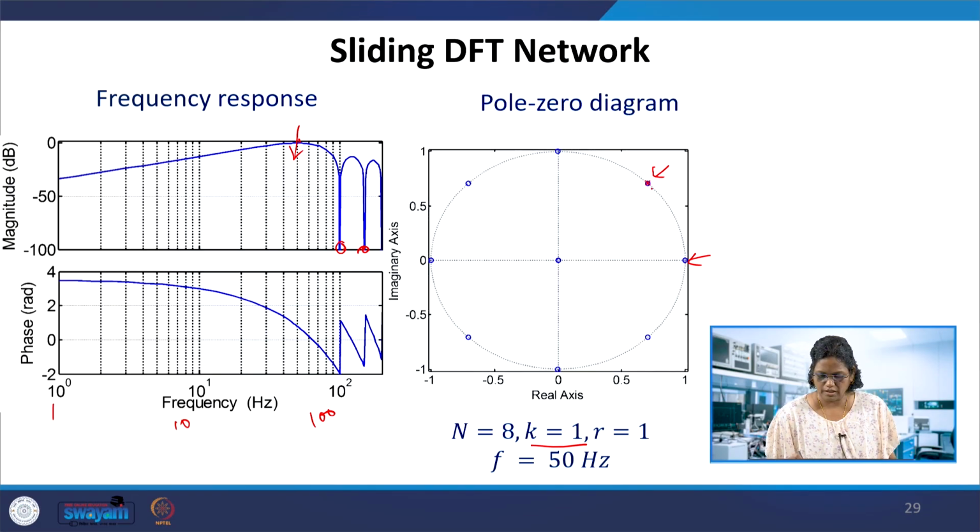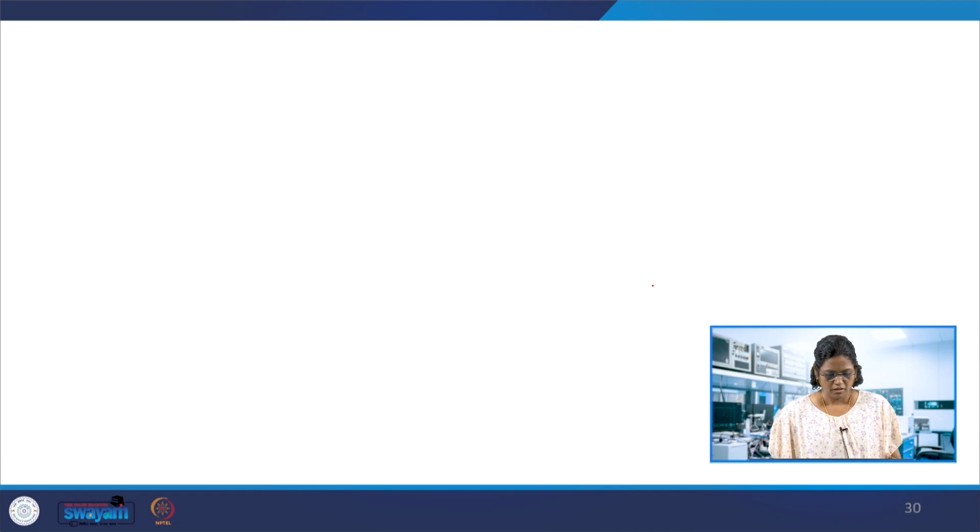So the cancellation will be of this zero for k equal to 2. This is shown for k equal to 1, okay, where the pole is cancelling that zero to extract the fundamental. So if you want to extract the second harmonic, if you put k equal to 2, this would show the pole cancelling this particular zero, the second one. And n is taken as 8 for clarity.